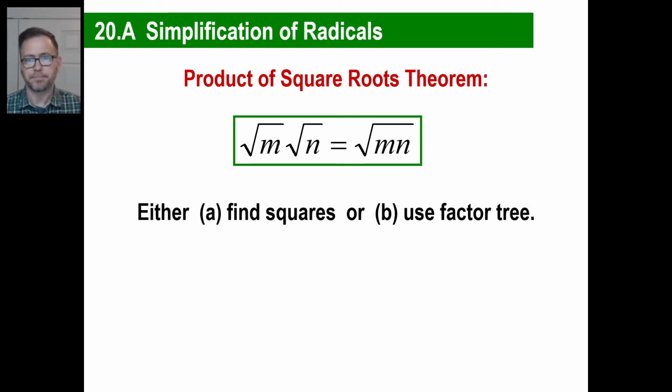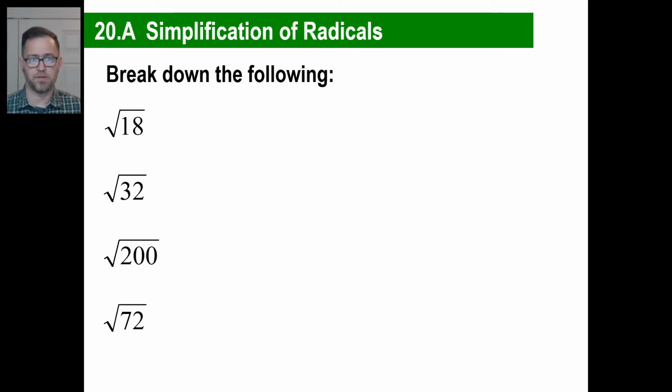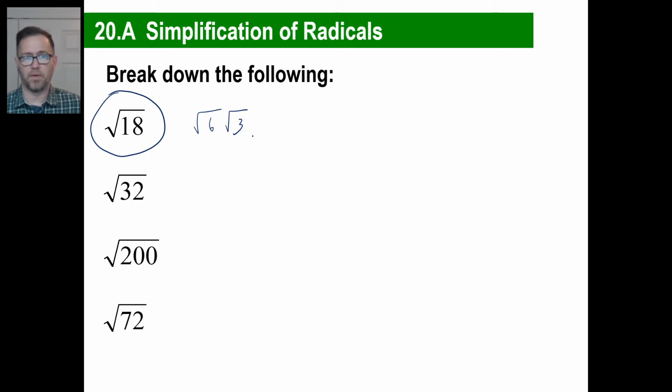So let's look at two ways of finding the answer to these things. The first way is you can find squares as factors, or you can use a factor tree, whichever way you want to. You might recognize one first. Let's do the first one here, the square root of 18. Now you might recognize, oh wait, 18, that's the square root of 6 times the square root of 3. And that's great, but that doesn't really help us, because what's the square root of 6? What's the square root of 3? We don't really have an answer for those.